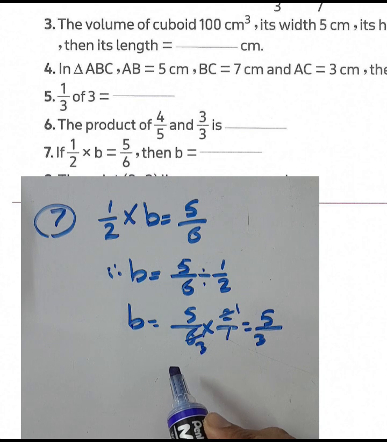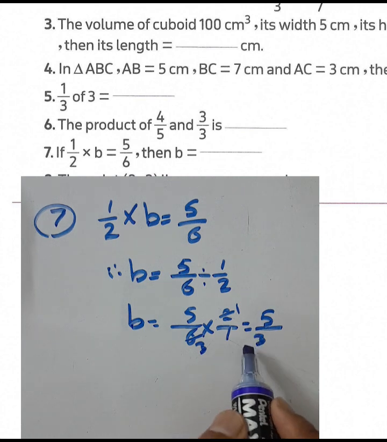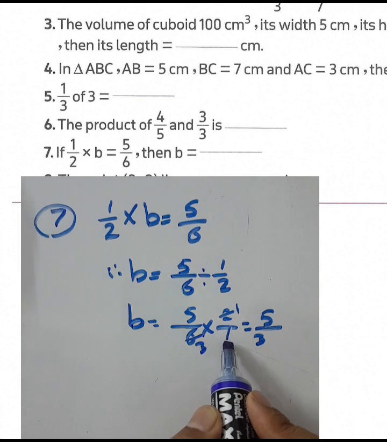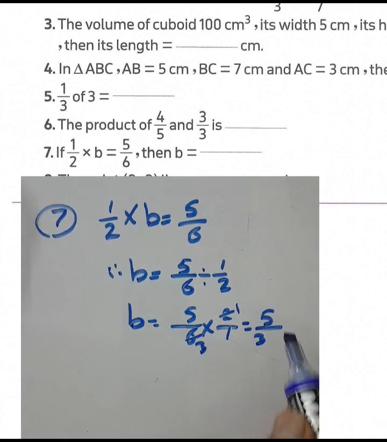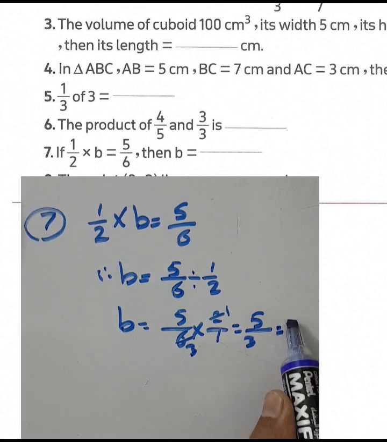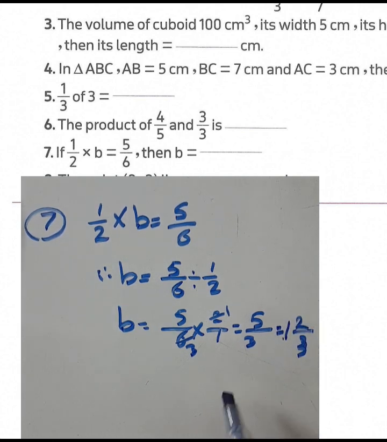equals 3. Then the value will be equal to 5 over 3, and then you can convert this improper fraction to a mixed number. 5 divided by 3 equals 1 and the remainder 2, then the result will be 1 and 2 over 3.